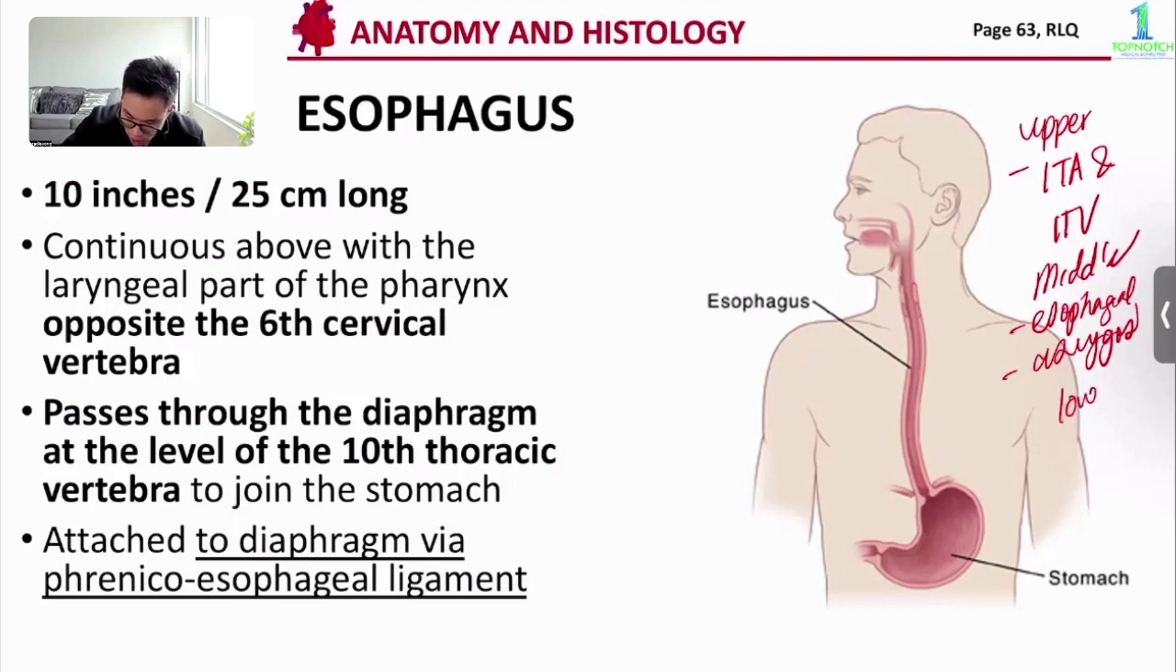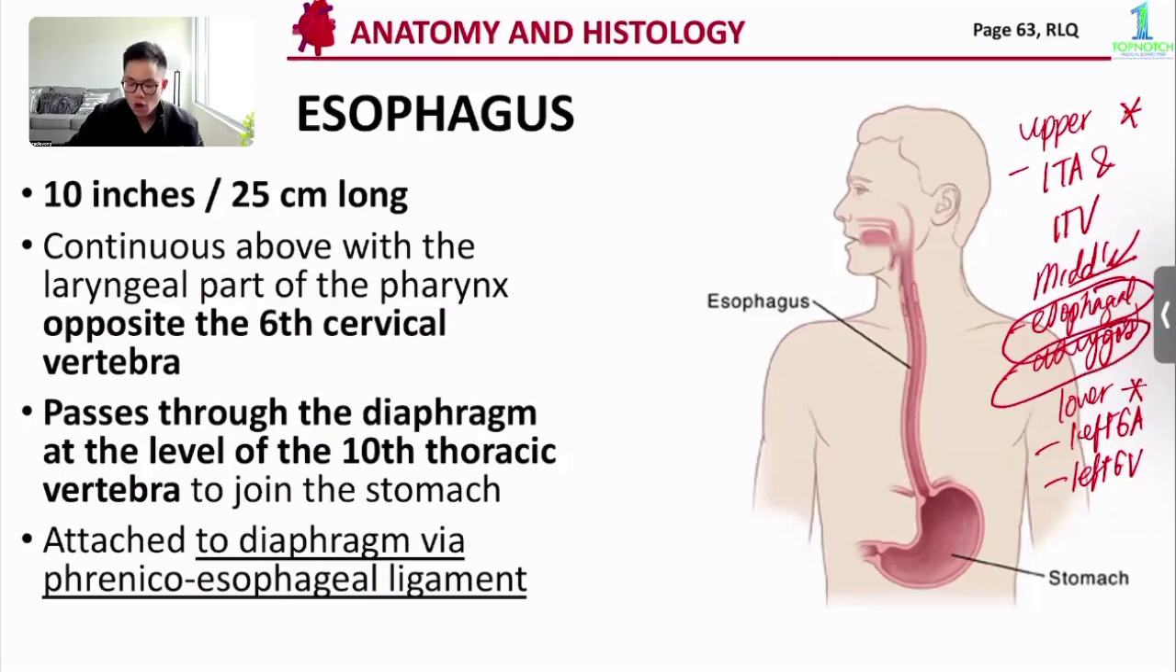Lastly, you have the lower esophagus. The lower esophagus has arterial supply from the left gastric artery, and its venous supply is the left gastric vein. Again, these two are no-brainers, same name, except for the middle one, which has the esophageal arteries and the azygos vein. More than knowing the name, you have to know where it actually came from.